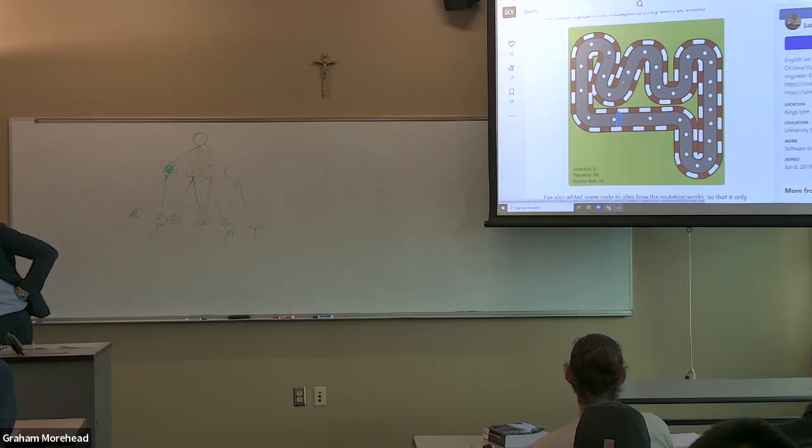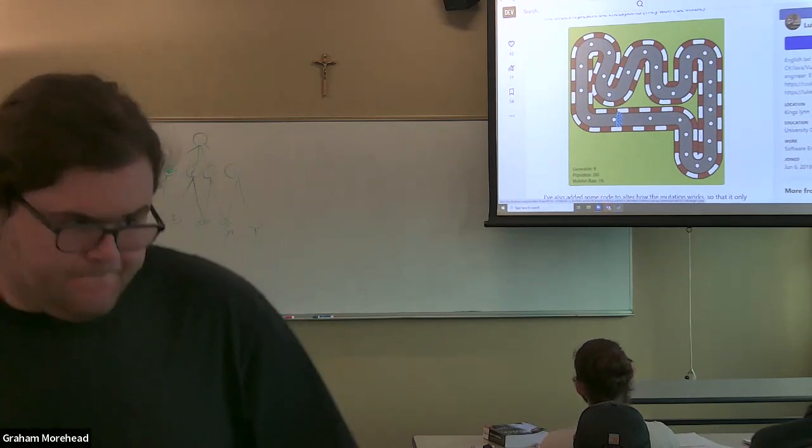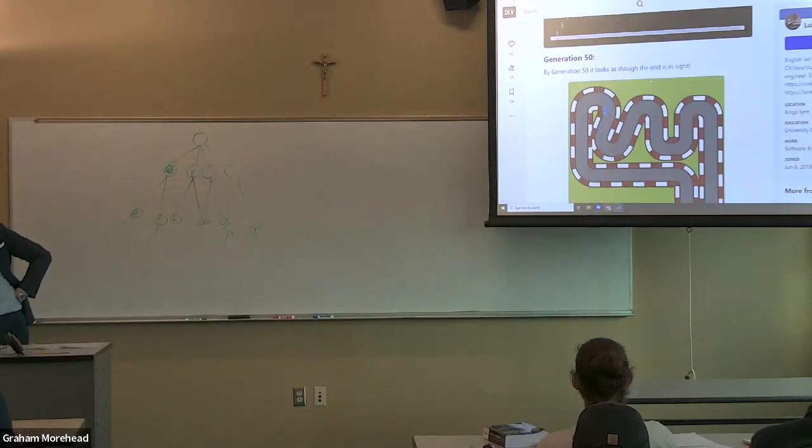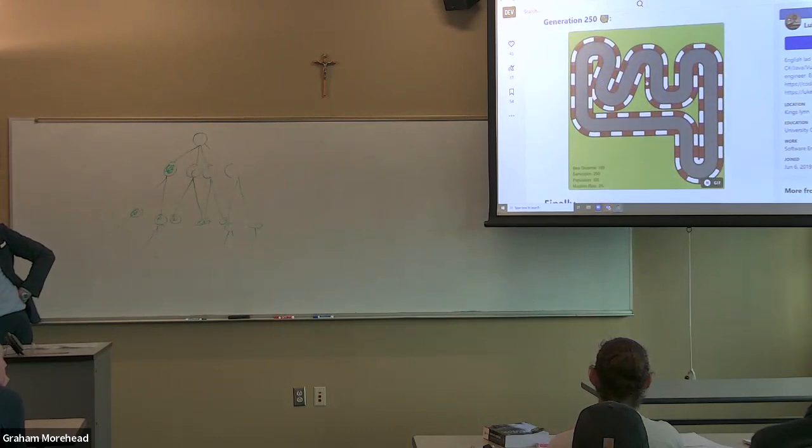So one way they decided to make the fitness function better is to put these checkpoints in. Now they're only in for the purpose of the computer program. They actually take them out, but they're still there, and the fitness function uses them. And it gets better. So this is generation 50, but with that better fitness function. Generation 250. And now we're able to pretty much solve it. Still looks like a drunk driver.